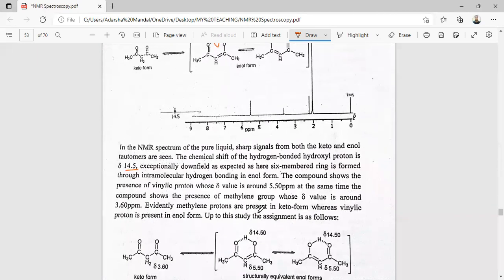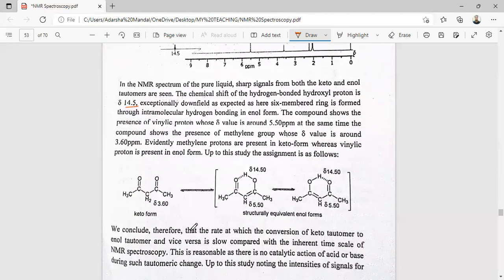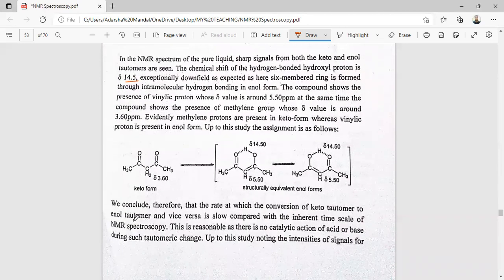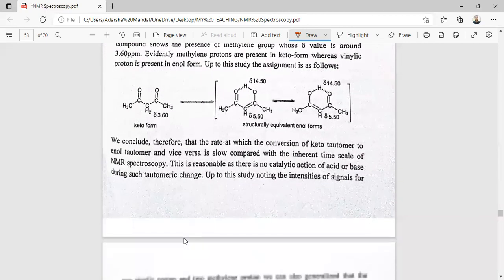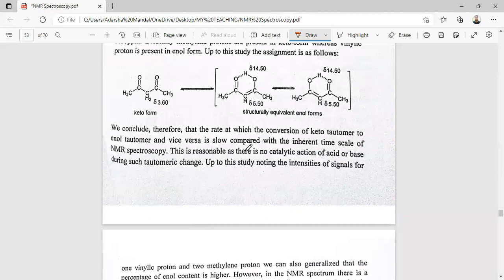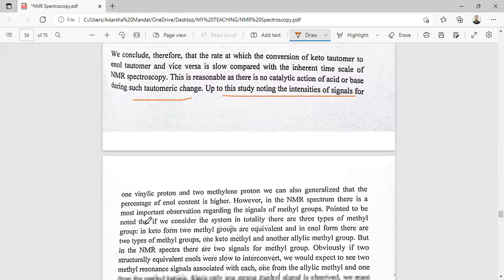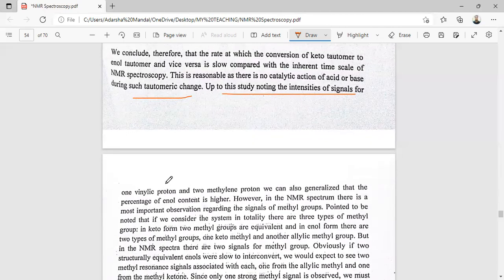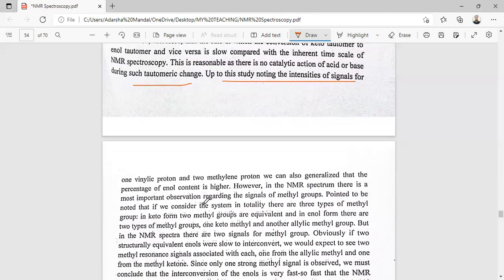The methylene protons are present in the keto form, whereas the vinylic proton is present in the enol form. Thus, from this assignment, we conclude that the rate of conversion of keto tautomer to enol tautomer and vice versa is slow compared to the inherent time scale of NMR spectroscopy. This is reasonable as there is no catalytic action of acid or base during the tautomer exchange. By noting the intensity of the signal for one vinylic proton and two methylene protons, we can also generalize that the percentage of enol content is higher.